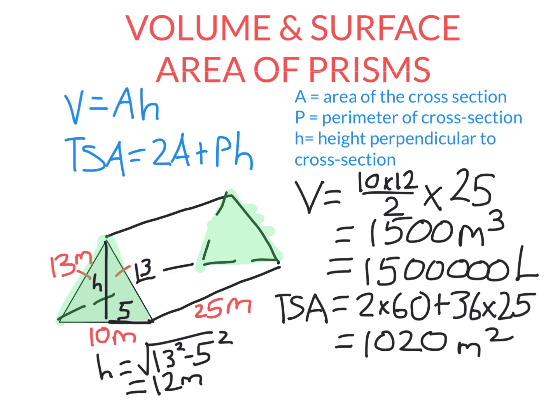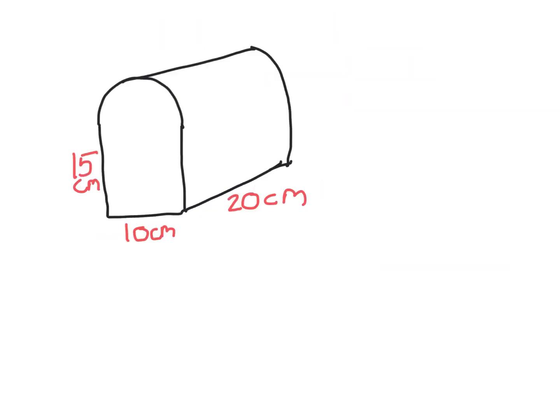All right, let's now look at a composite prism. This here is a composite prism because it's basically two joined into one. What we have here is a half cylinder on top, this one here, and then a rectangular prism down below. This is still a prism because it has a consistent cross-section. This loaf of bread-shaped thing here is repeated at the front and the back.